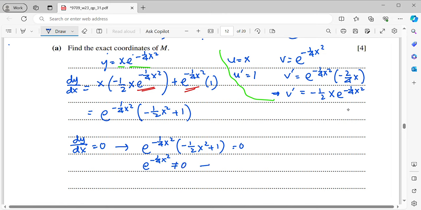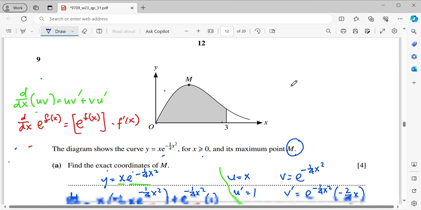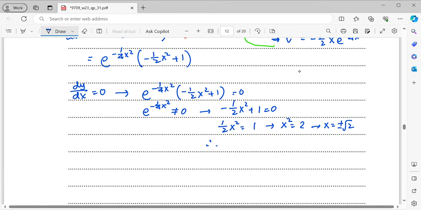Okay, therefore negative half x squared plus 1 equals 0. By moving the half x squared to the other side, I get half x squared equals positive 1. Therefore x squared is 2. Now I need to find the exact coordinates of M. Hence x is plus or minus square root 2. But obviously from the graph, the x coordinate of M is between 0 and 3. It's positive. Therefore x is greater than 0. Hence x is going to be square root 2.